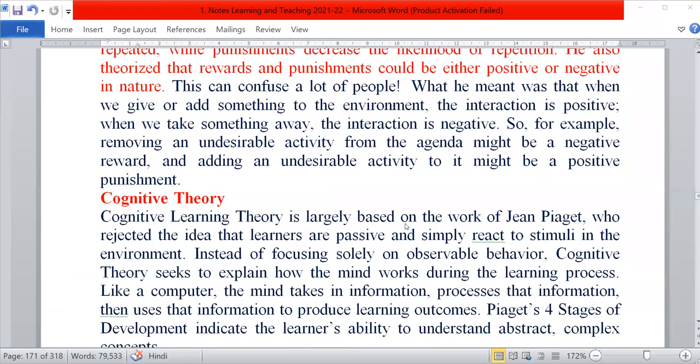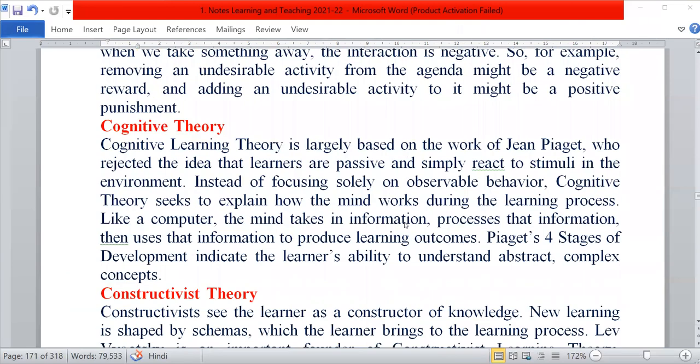Now, the second theory is cognitive theory. Cognitive theory of learning is largely based on the work of Jean Piaget, who rejected the idea that learners are passive and simply react to stimuli in the environment. Instead of focusing solely on observable behavior, cognitive theory seeks to explain how the mind works during the learning process. Like a computer, the mind takes in information, processes that information, then uses that information to produce learning outcomes.